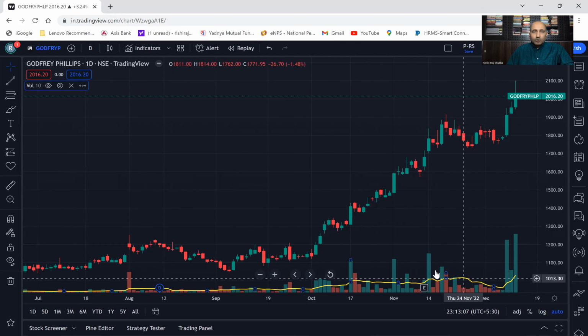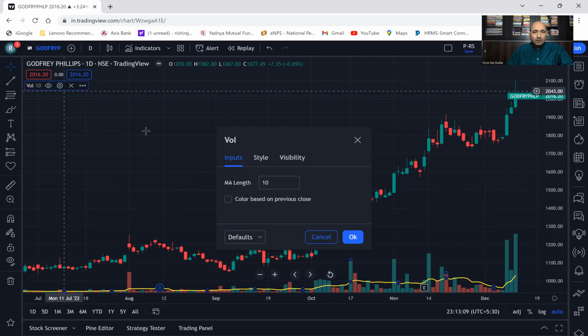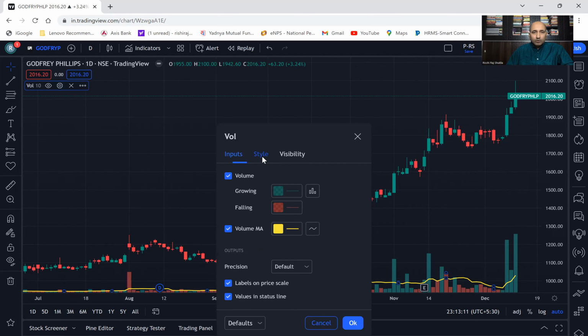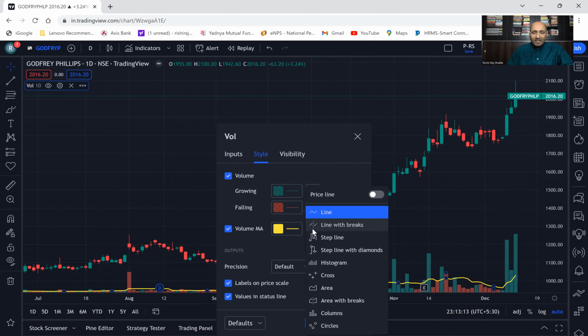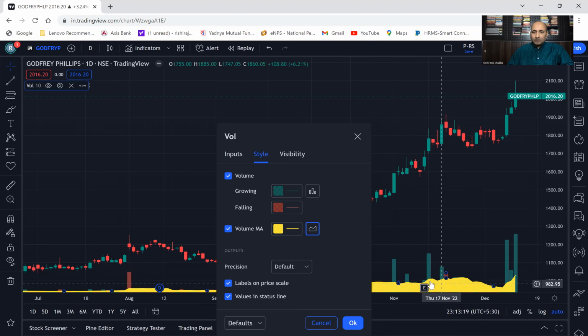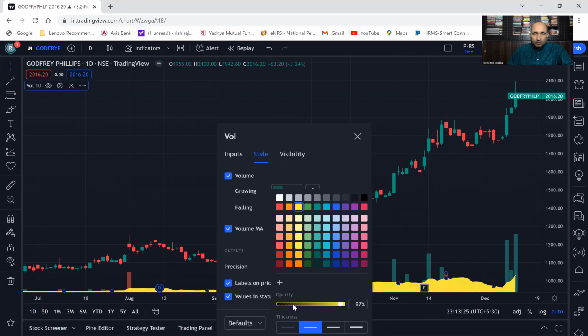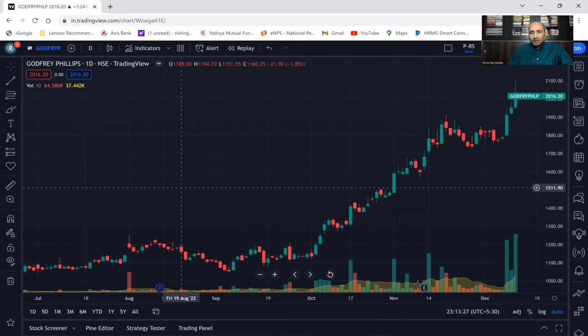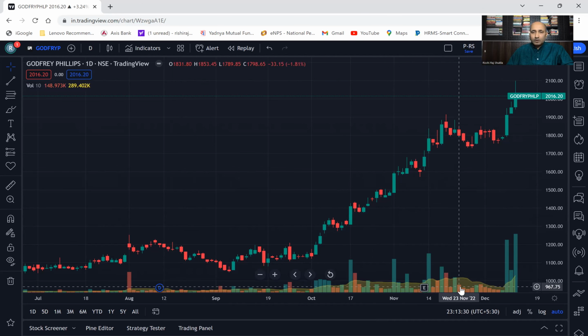Again, if you want to show this in another way, that is also possible. We can have an area chart. Okay, this is showing too dark, so we can make it less dark. And then we can see that the downside volume is also visible, and this average line is also visible.